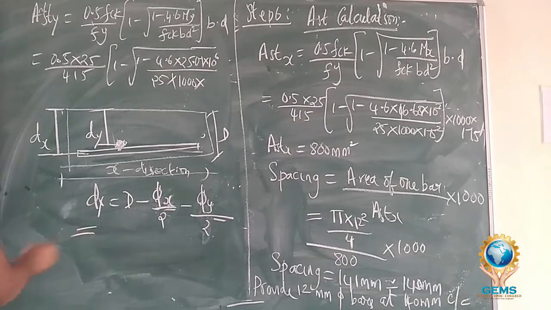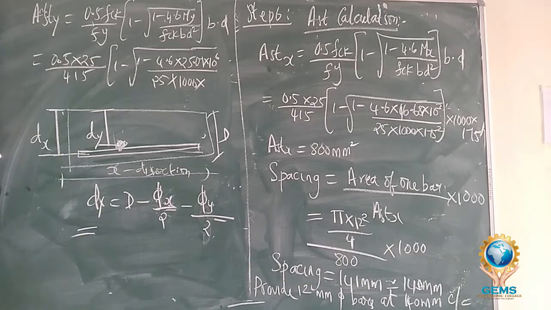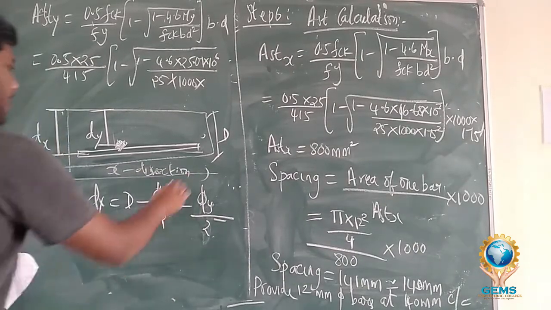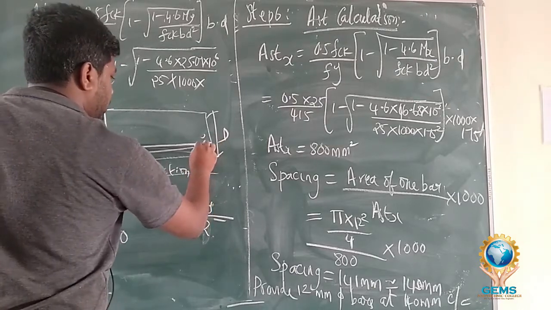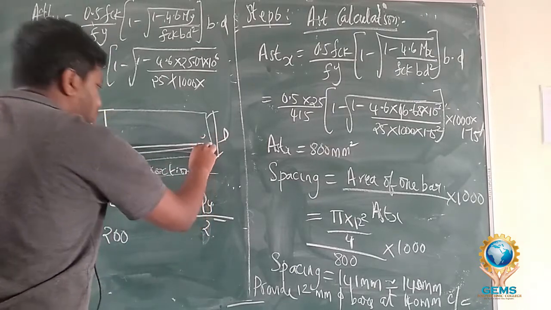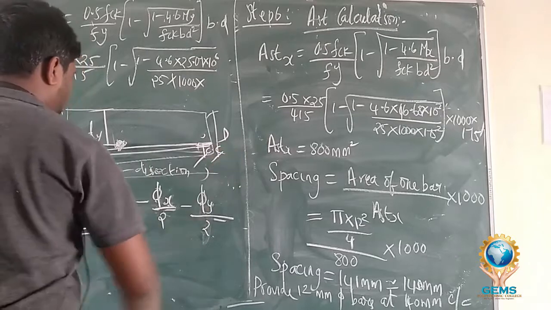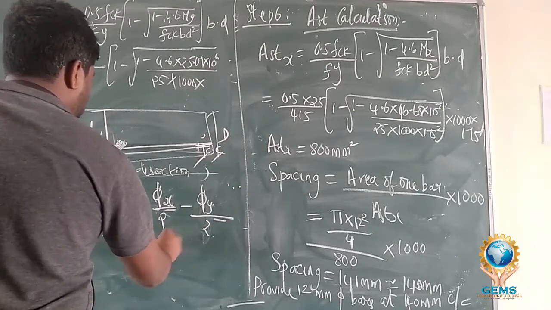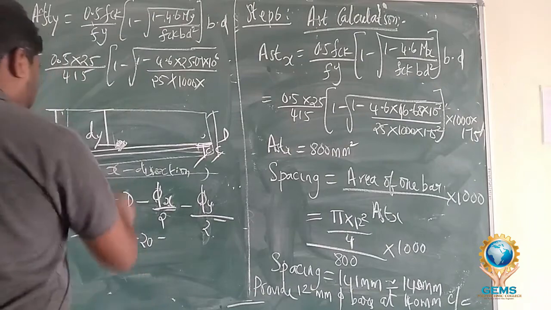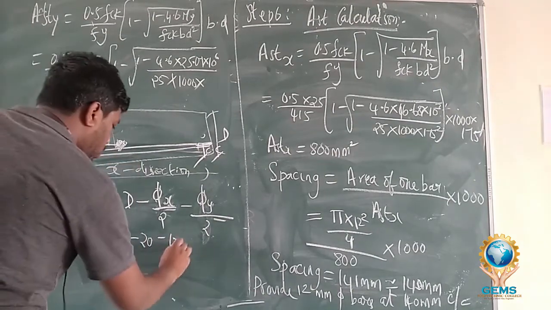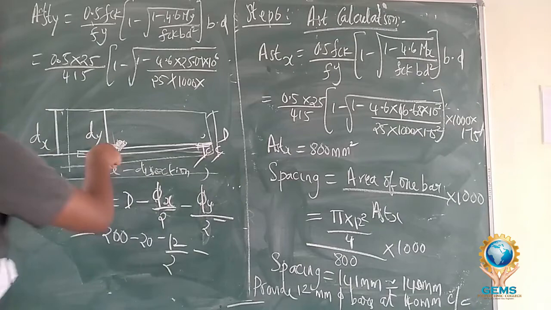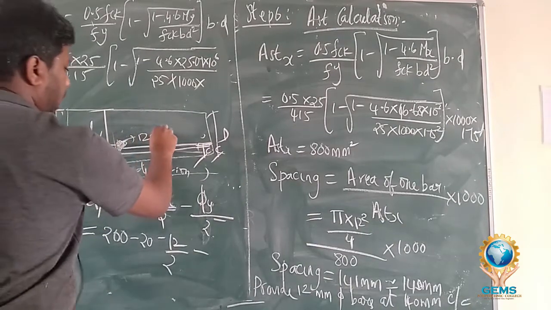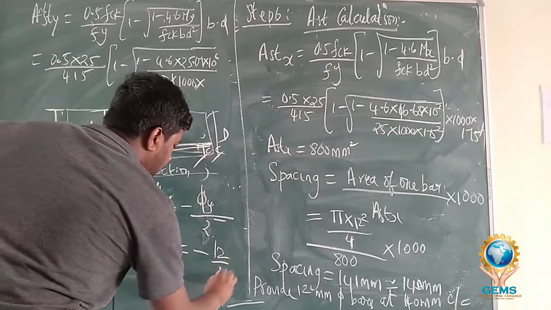So what is your overall depth? Overall depth is nothing but 200 mm minus this cover. Cover also will come, right? This is cover from this half the portion to here. This is clear cover. So your clear cover is 20, minus dia of first bar by 2, which is 12 by 2. Dia of second bar is also a main bar, so we are going to take this also as 12 mm dia. So this is also 12 by 2.